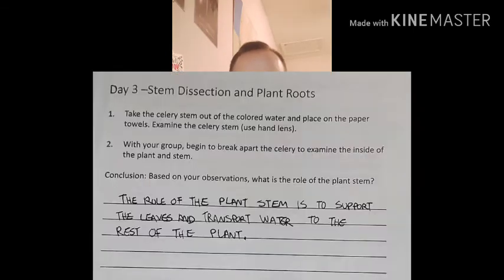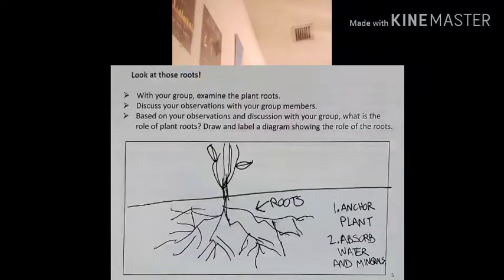To further elaborate upon the evaluation and criteria for success, I'm looking for a minimum of 1 sentence for the conclusion that relates to the role of the plant stem. For the look at the roots portion of the page, in which students have to draw and label a diagram showing the role of the roots, I am looking for a drawing with at least one label advising what the roots are, and also one description of the role of the roots.